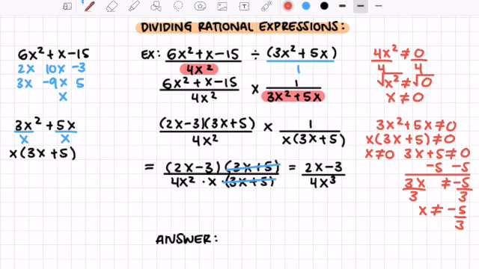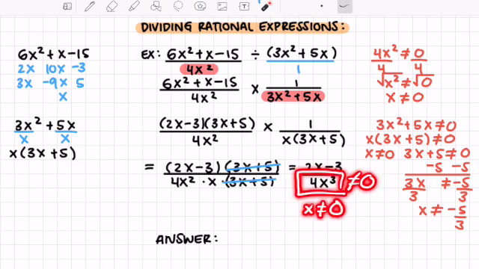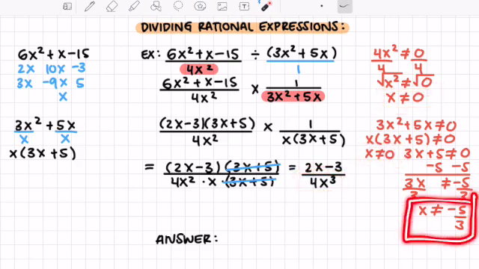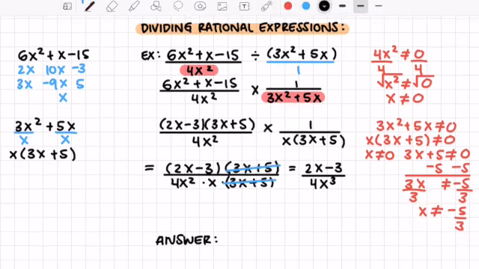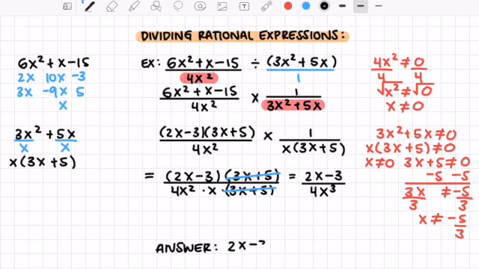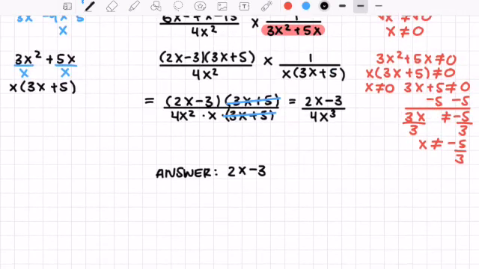Okay, so based off of our last simplified expression, we know here that x cannot equal 0. So that's an overlap with our x cannot equal 0 here and here. So I don't have to worry about x cannot equal 0. The only one I really have to worry about is that x cannot equal negative 5 over 3. So when I write my answer, I get 2x minus 3 over 4x to the power 3 with the restriction that x cannot equal negative 5 over 3. And that would be it.